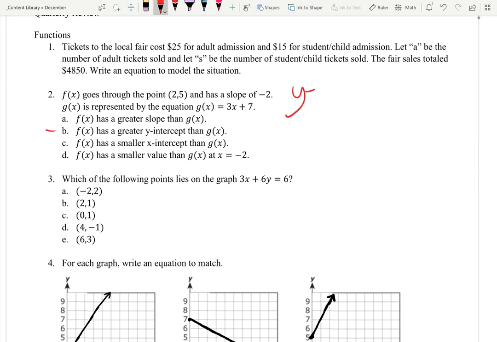Remember, it's just slope-intercept form. You have your m is -2. You have a y in 5. You have an x in 2. You have all these things. Plug them in, find b, and then make the equation. Okay?